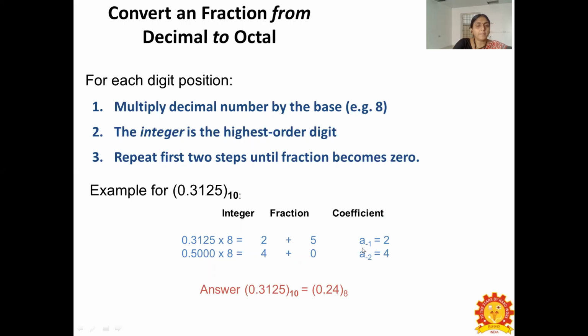So here the a power minus 1 is 2 in the coefficient. And again now 0.5 is multiplied by 8. So here we get 4.0, where the fractional value is separated and the mantissa value is separated. So that 4 is stored in a power minus 2. So we take from the most significant bit, which is a power minus 2, followed by a power minus 1. So that is 0.3125 in decimal form can be converted to octal form as 0.24.